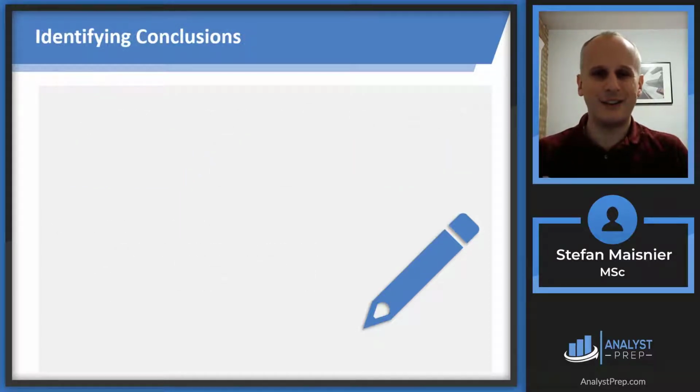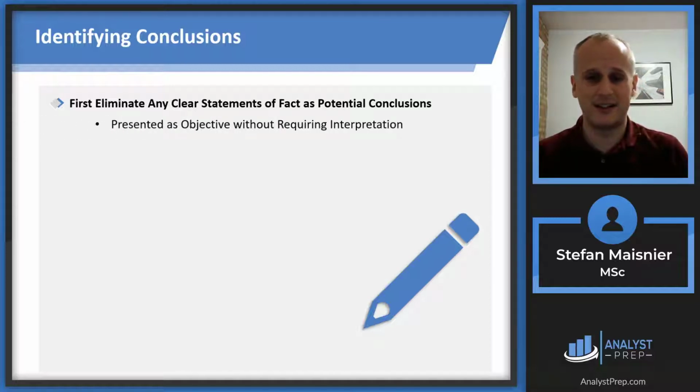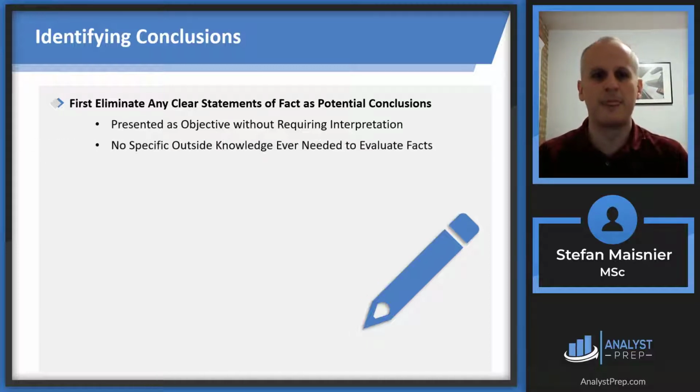So now let's talk about just how you identify conclusions in the abstract. So first you want to eliminate any clear statements of fact as possible conclusions, because if it's clearly a statement of fact, meaning that it's presented as objective and not requiring any excess interpretation, it can't be a conclusion. Your job with critical reasoning on the GMAT is not to debate the facts. It's not to debate whether there have been 25,000 brontosaurus fossils that have been found or 22,000 that have been found. That is not going to be the point at issue, so you can just accept facts as presented.